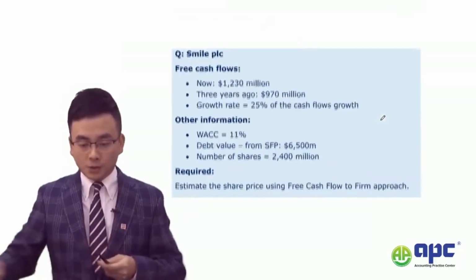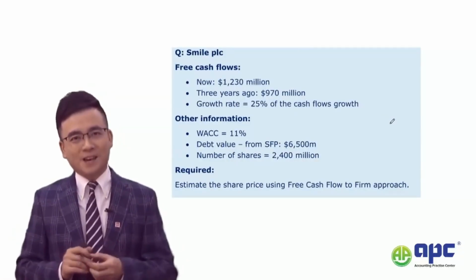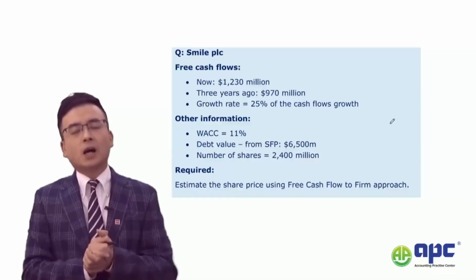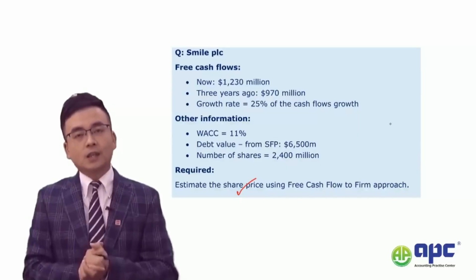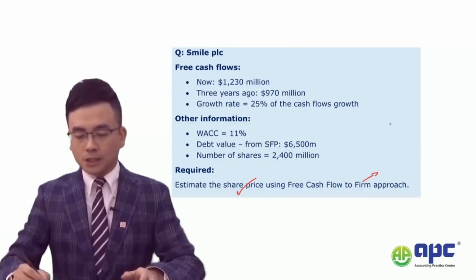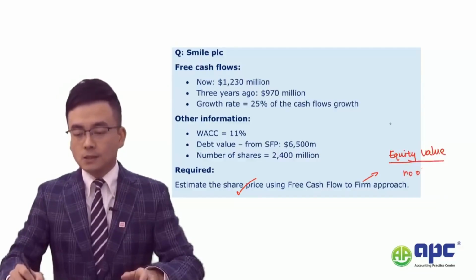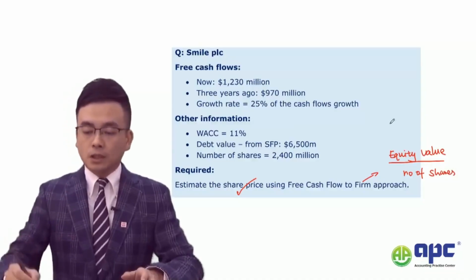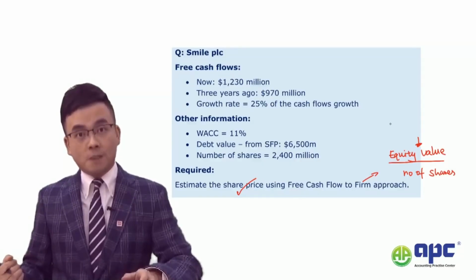Okay? So the best way is to have a go at an example here called Smile PLC. We are required to estimate the share price. Estimate means to calculate. So if we are required to estimate that share price, we can calculate the equity value as our numerator and divide it by the number of shares, and that would give me the share price. The numerator, the equity value, will need to use the free cash flow to firm methodology.